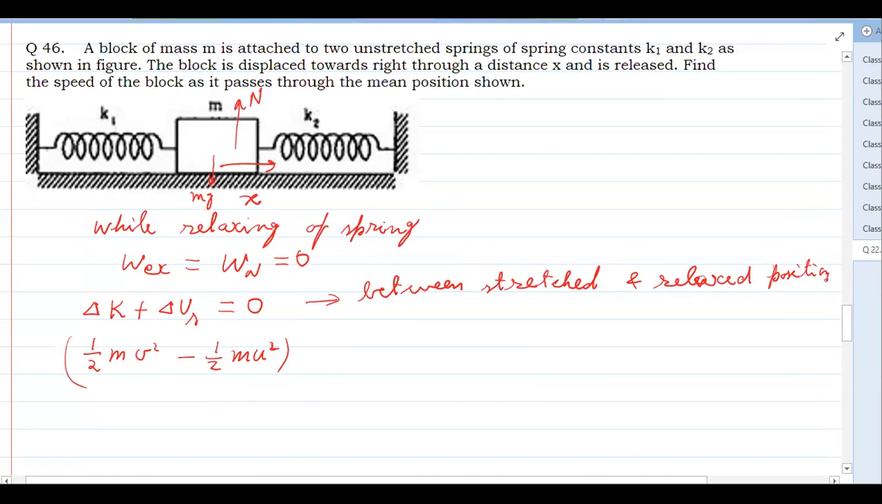Okay, so when it was stretched, the kinetic energy was 0, and when it is relaxed, the kinetic energy is half m v square. This is the velocity at the mean position, the velocity at the relaxed position, and this is the velocity at the extreme position or stretched position.